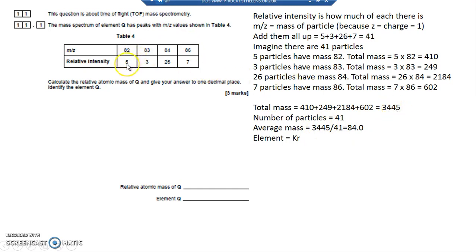Now the total number of particles is 5, add 3, add 26, add 7. The total number of particles is 41. So if I was going to work out the average mass of a particle, I take the mass of all the particles, 3445, divided by the number of particles, 41, and it comes out as 84.0. I can look that up on a periodic table, and the element with a mass of 84.0 is krypton.